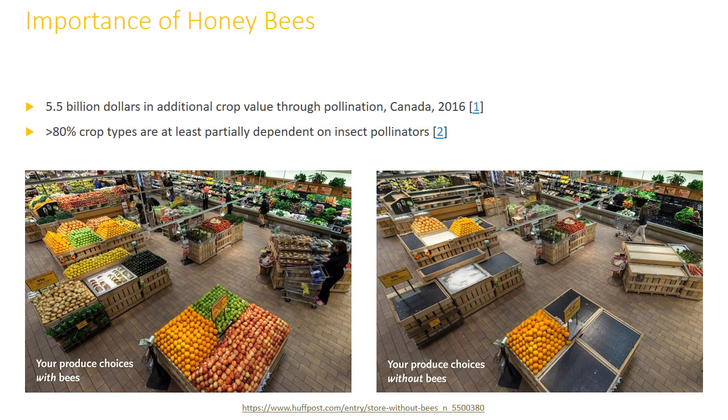Based on 2016 harvest data, the most recent estimate of the economic contribution of Canadian honeybee pollination determined that between $4 and $5.5 billion in additional crop values is made possible through the pollination services provided by beekeepers and their honeybees. Additionally, an estimate of over 80% of crop types are pollinated at least partially by insects. This provided a striking visual when a Whole Foods grocery store removed all the insect-pollinated produce, as well as other insect-pollinated favorites, such as almonds and chocolate.